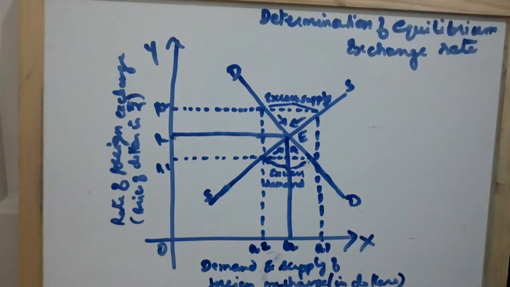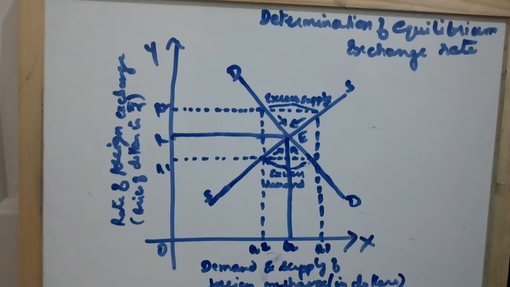Hello. In this video, we see how exchange rate is determined. The exchange rate is determined at the equilibrium level. So, flexible exchange rate is determined by the intersection of the forces of demand and supply of foreign exchange. So, the equilibrium exchange rate is determined at a level where demand for foreign exchange is equal to the supply of foreign exchange. Look at the diagram.